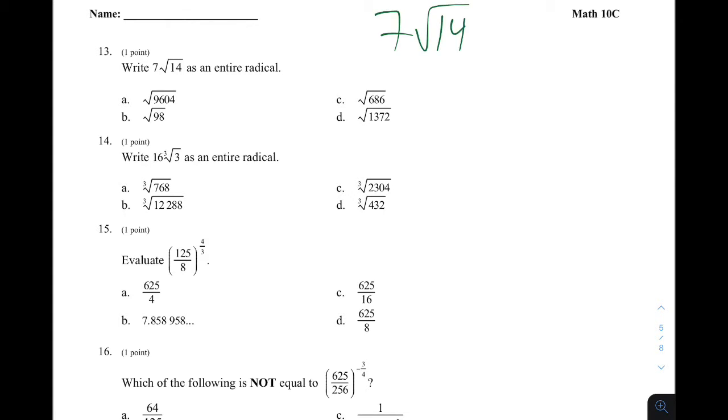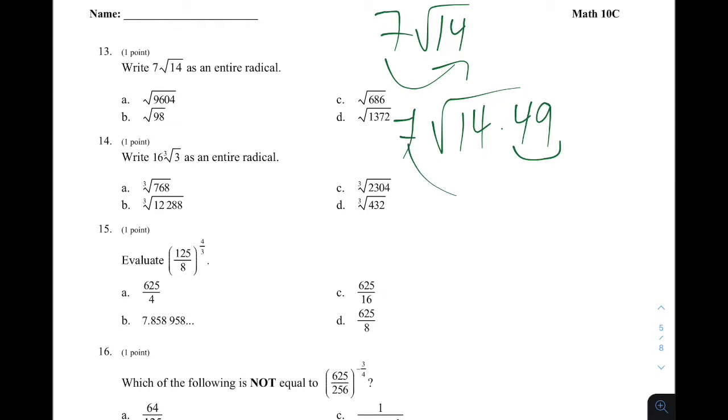So if I have 7 root 14, I'm trying to bring the 7 inside. And when I bring it inside, I need to square it first. So 7 squared is 49. So that's the same as root 14 times 49. I got this 49 from bringing that 7 in, and as I brought it in, I had to square it.